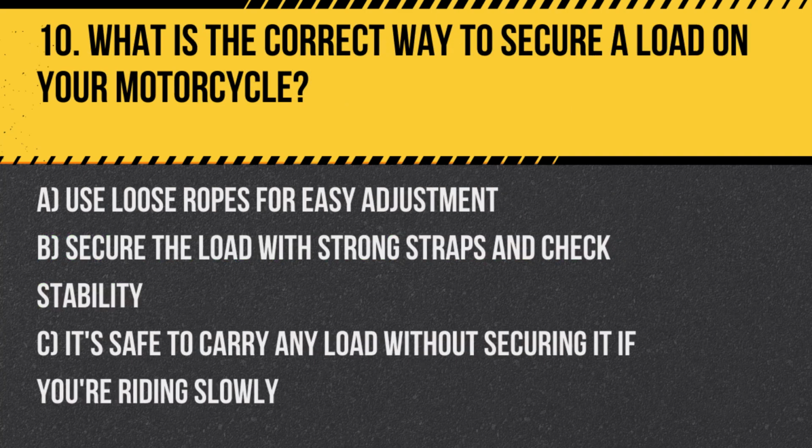Question 10. What is the correct way to secure a load on your motorcycle? A. Use loose ropes for easy adjustment. B. Secure the load with strong straps and check stability. C. It's safe to carry any load without securing it if you're riding slowly.